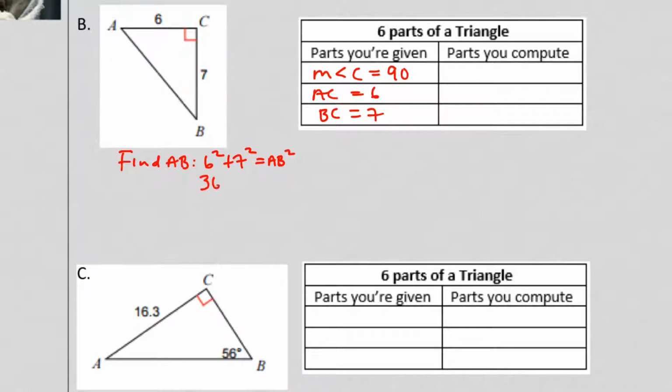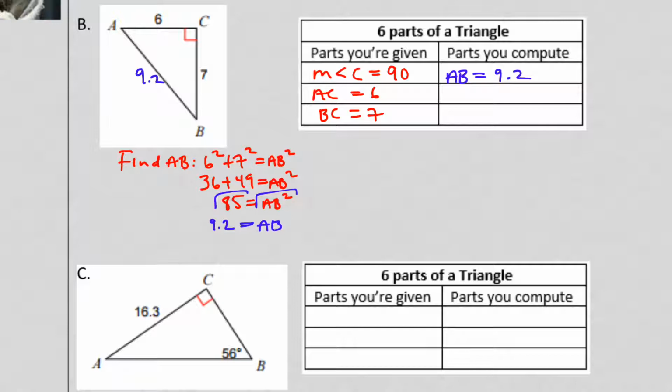6 squared is 36, 7 squared is 49. That equals my hypotenuse squared. Adding those together, I get 85 equals AB squared. And then we learned to cancel the square, we take a square root. So here I get that AB equals the square root of 85. To round to the nearest tenth, if I use a calculator, I'm going to get 9.2. Again, I can press on the calculator, and the square root of 85 is approximately 9.2. So this side here is going to be 9.2. So now we found that side AB is 9.2.